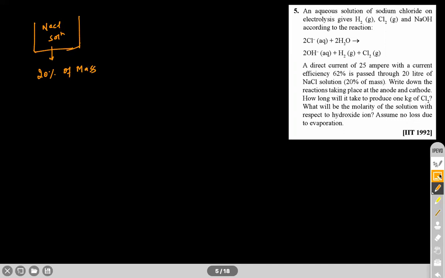And in this NaCl solution, current passes through. And what is that current? 25 ampere. Current efficiency is given, that is 62% current efficiency. It is passed through 20 liter of NaCl solution. For this solution, the volume is 20 liter.